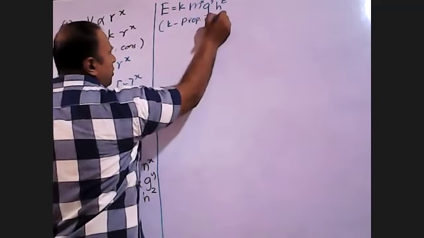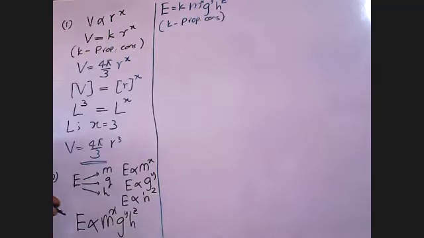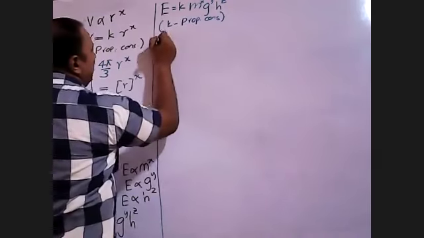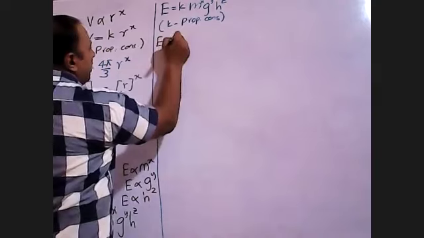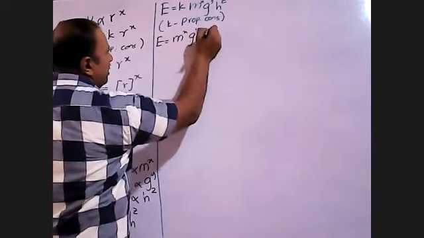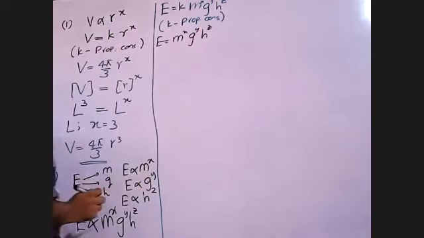Proportionality constant. It is given as number 1, no? Yeah, the proportionality constant is 1. Therefore, I can write the equation E is equal to m to the power x, G to the power y, h to the power z.